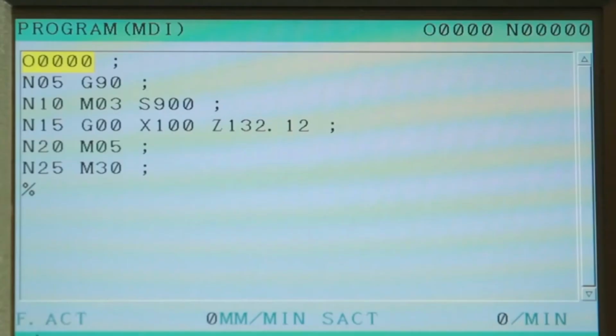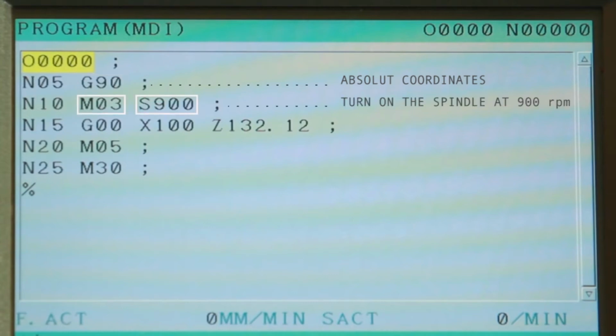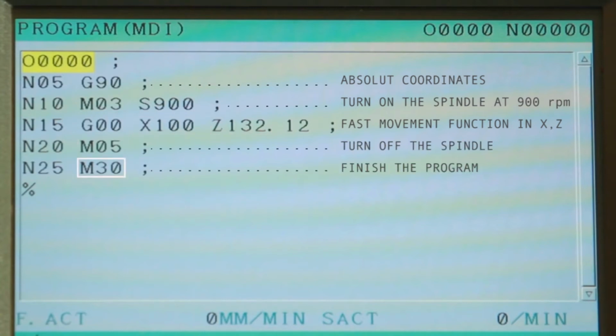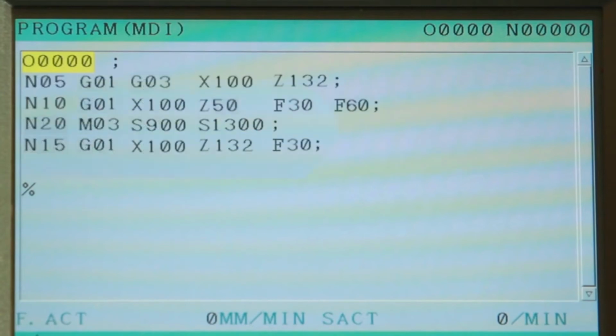Good question. The blocks are made up of, here, I can show you on the screen. They are made up of an initial number that describes the block number, and then the functions, such as, for example, G90, which defines the coordinates, if they are absolute or incremental. M03, which is an auxiliary or miscellaneous function, turns the spindle rotation on or off. Then we have the G00, which is a fast movement function. M05 turns off the spindle, and then M30, which is an auxiliary function to finish the program.